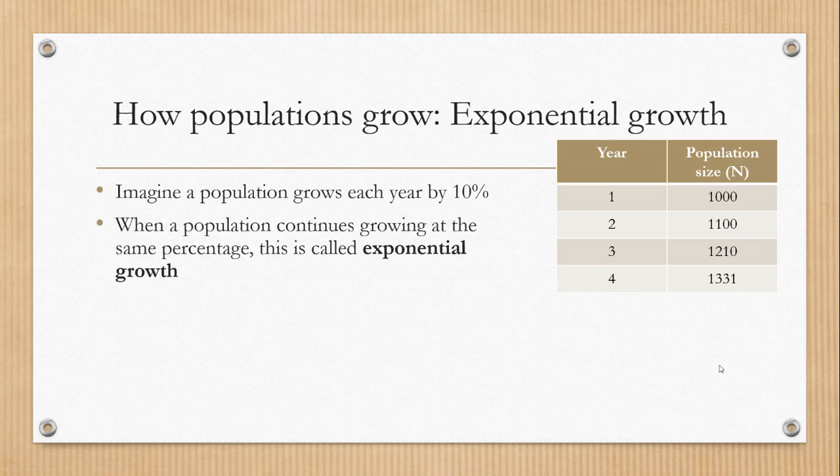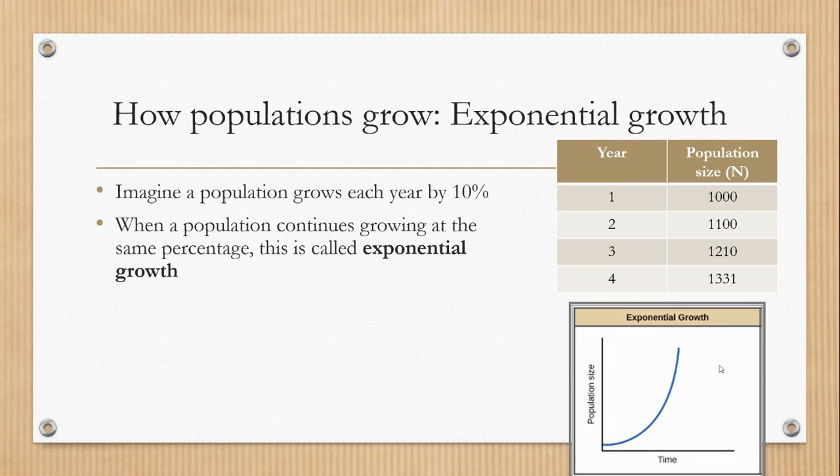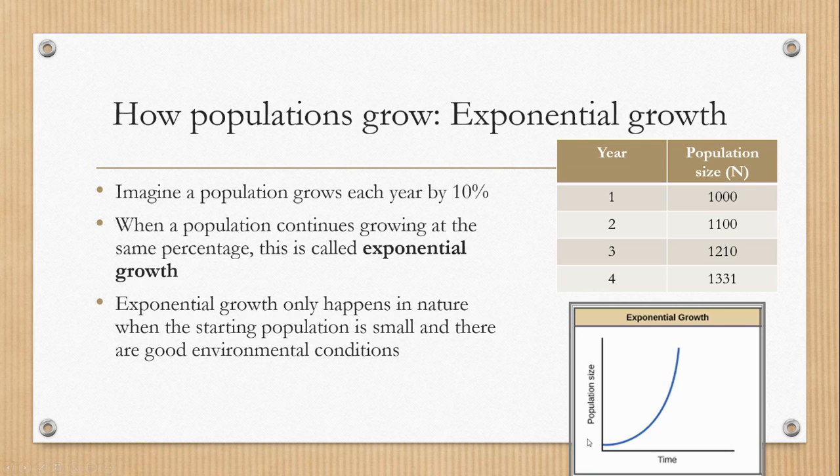When a population continues growing at the same percentage, this is called exponential growth. And this is an exponential growth curve where you see it starting and population is increasing slowly, and then it just starts increasing faster and faster and faster. This only happens in nature when the starting population is small and there are good environmental conditions to allow this growth to happen. Where else have you seen exponential growth?